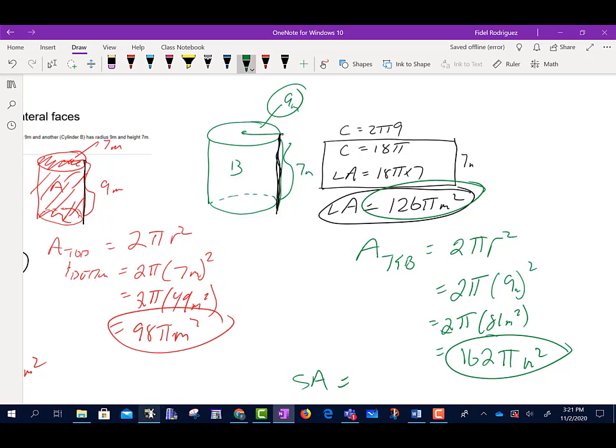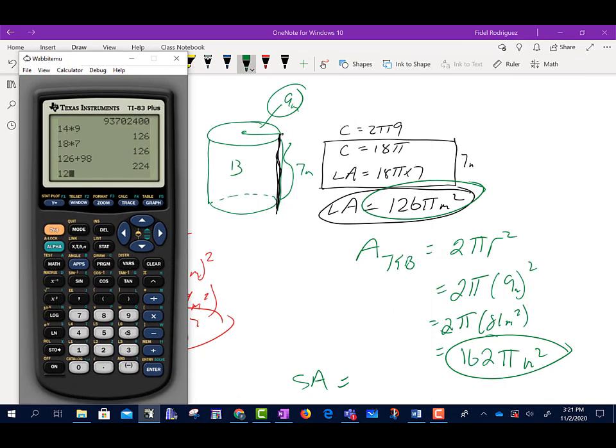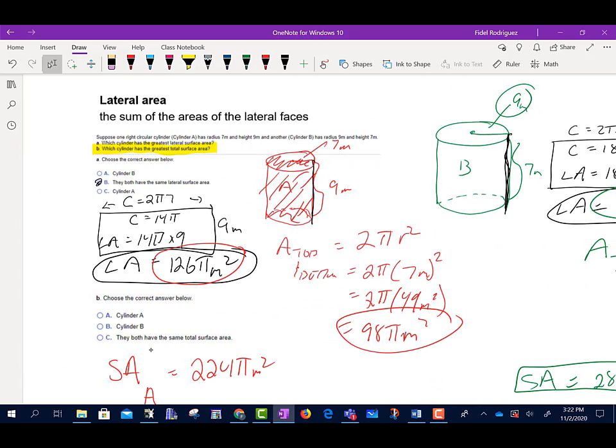Let me take my calculator again. 126 plus 162 gives me 288 pi meters squared. So here's the surface area for B. 288 is B, 224 is for A. Which one is bigger?